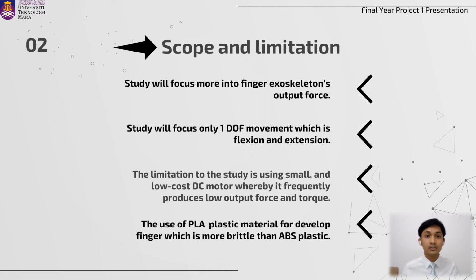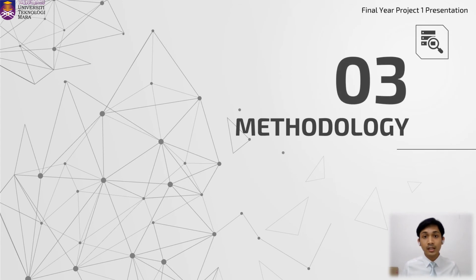The limitation to the study is using a small and low cost DC motor, whereby it frequently produces low output force and torque. As for material, PLA plastic is more brittle than ABS plastic material. Next slide will be the methodology of my study.